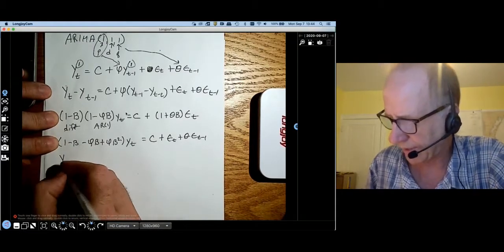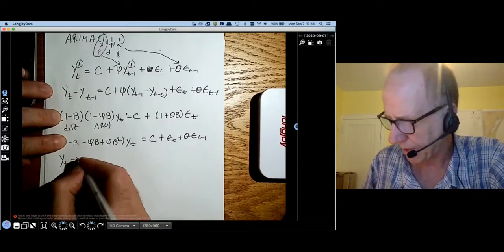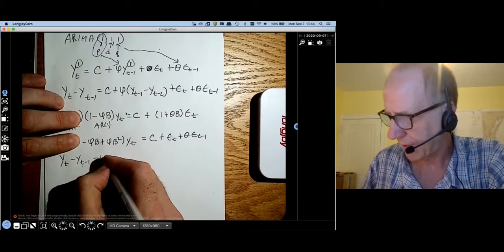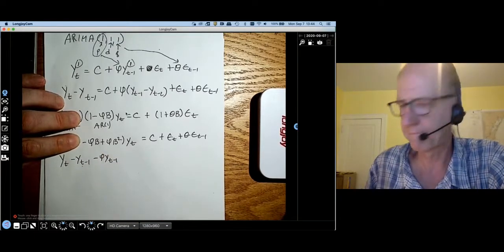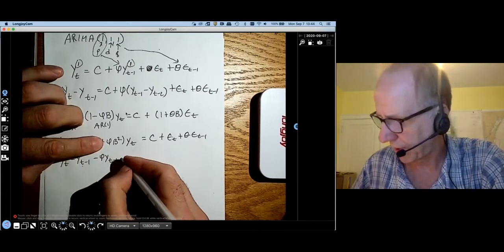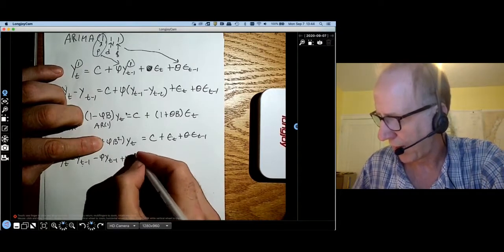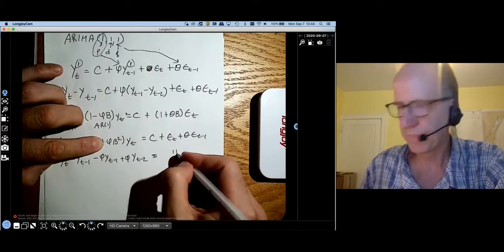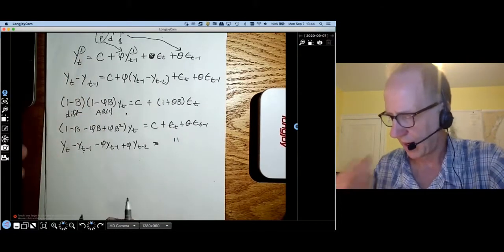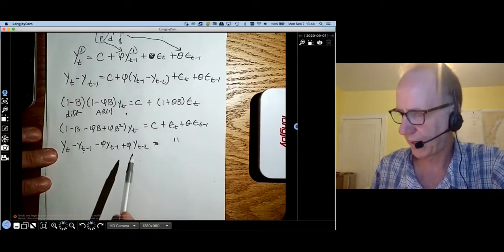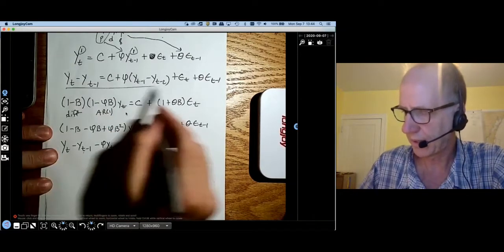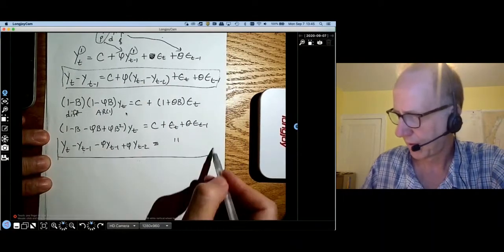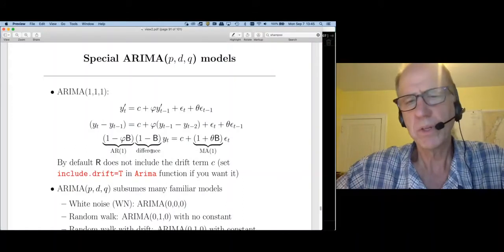So this is y_t. This is going to be minus y_t minus 1. Then we have a negative phi y_t minus 1. And this is going to be plus phi y_t minus 2. And that's equal to the same thing that we had before. Now, hopefully you'll recognize what I have here is identical to what I did at the top. So this is equal to that.